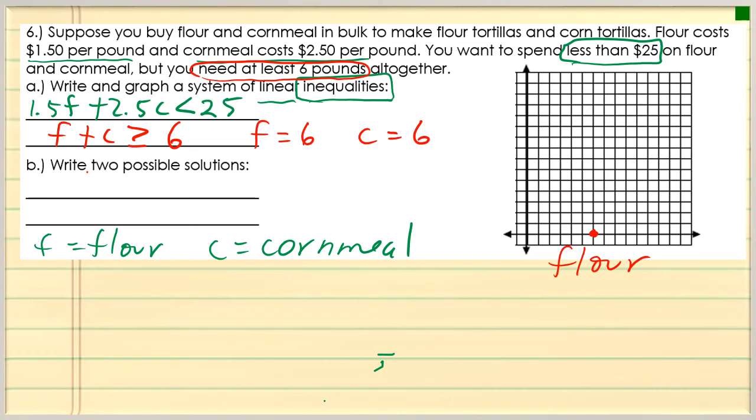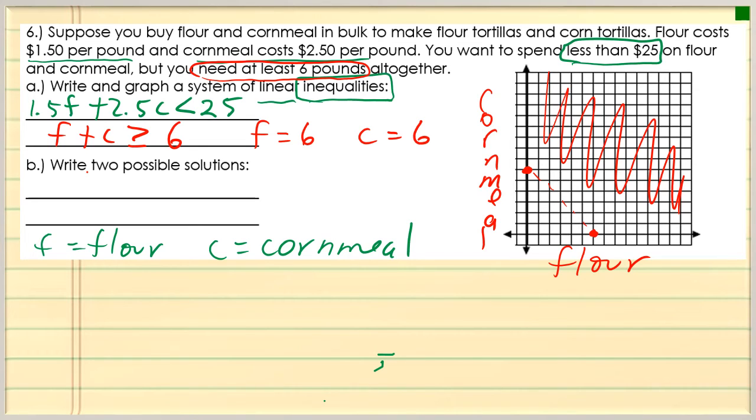So I'm going to make the x-axis be flour and the y-axis be cornmeal. And my intercepts are 6 and 6. Now, am I going to connect these with a dotted line or a solid line? It's going to be a dotted line since there's no equal bar. And am I going to shade above or below this line? Well, my total has to be more than 6 if it's not exactly 6. So more than 6 is going to be up here. Less than 6 would be underneath the line.